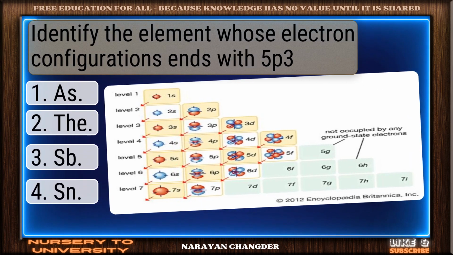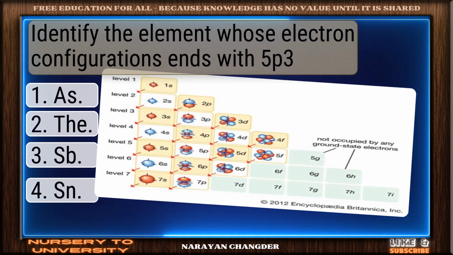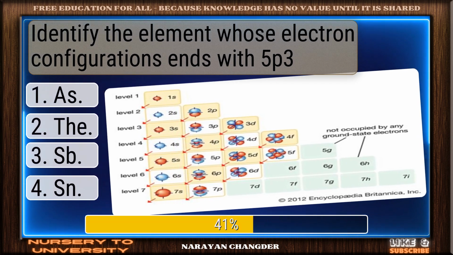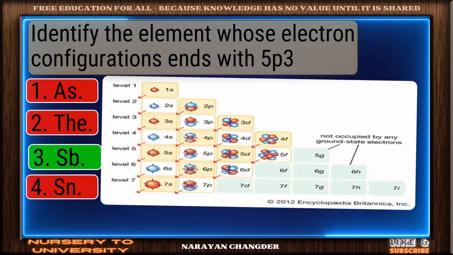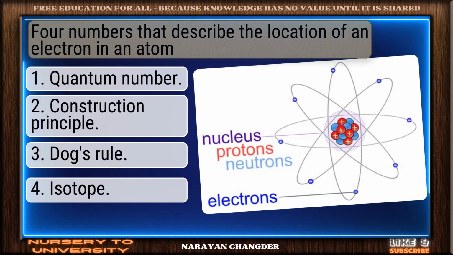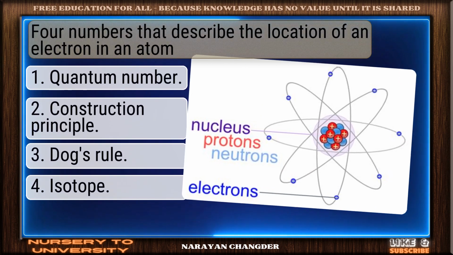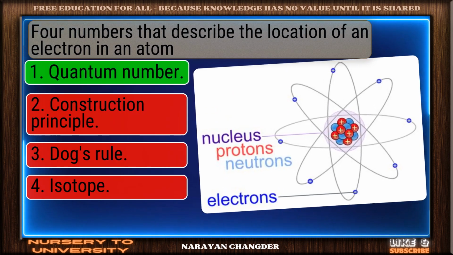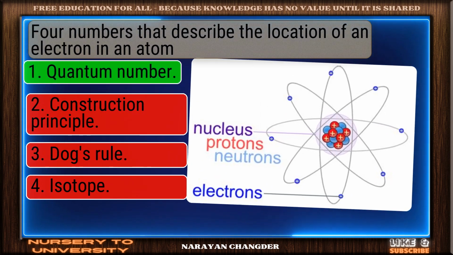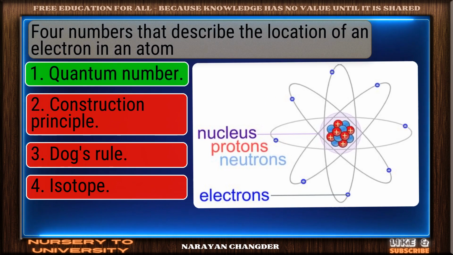Identify the element whose electron configuration ends with 5p3. Good thinking. Sb is the right answer. Four numbers that describe the location of an electron in an atom. You're right. Quantum number is the correct answer.